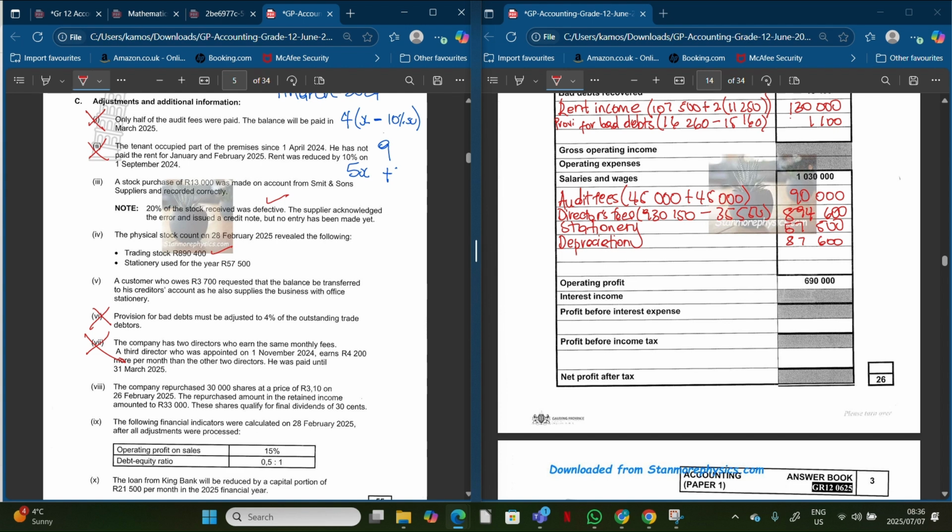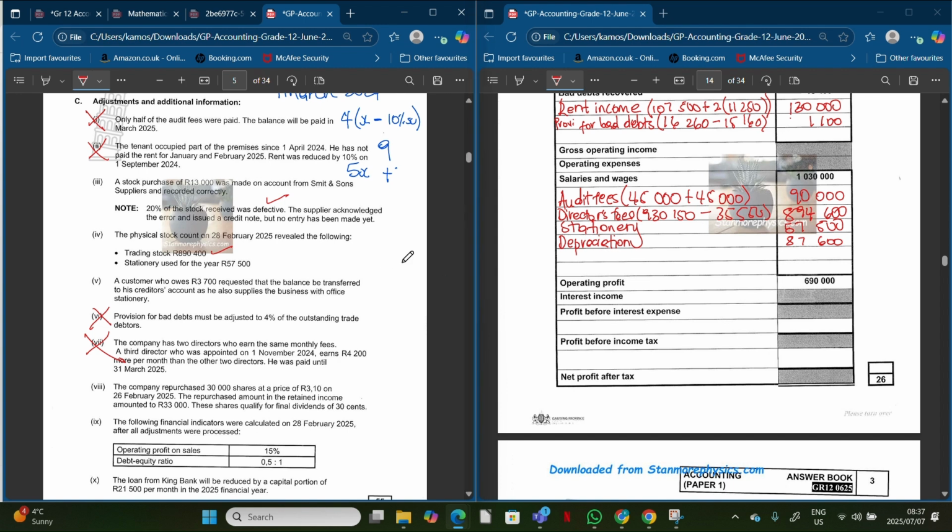Because remember, if we have more stock in our warehouse, meaning that we have more physical stock than the amount we have in our books, then that is a trading stock surplus, right? But if we have less stock in our warehouse than the one we have in our books, it means that we have a what? We have a trading stock deficit. So now let's check if we either have trading stock surplus or trading stock deficit.